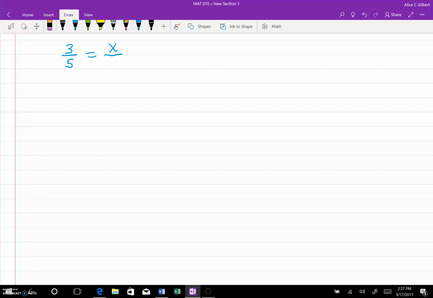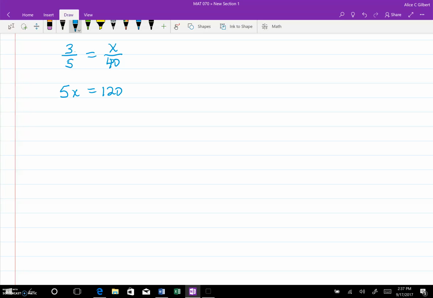Okay, if I don't know what the x is, then I'm going to cross multiply these. So 5 times x is 5x, and that equals 3 times 40, which is 120. That's 3 times 4 is 12, and then I just add the 0.